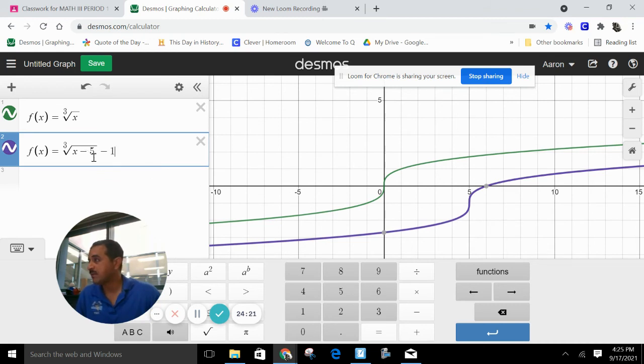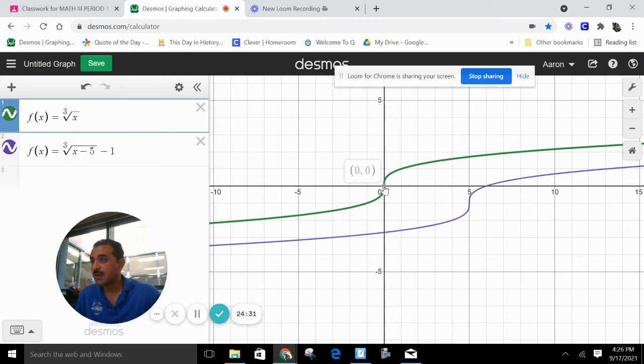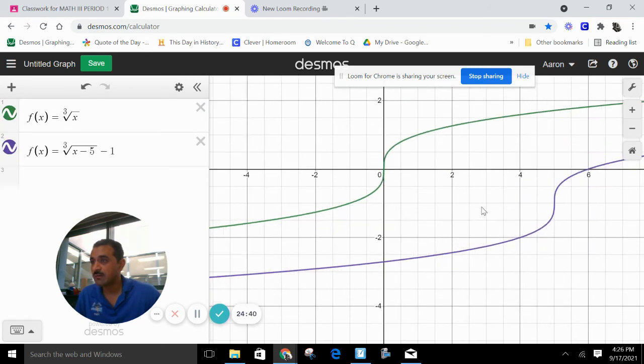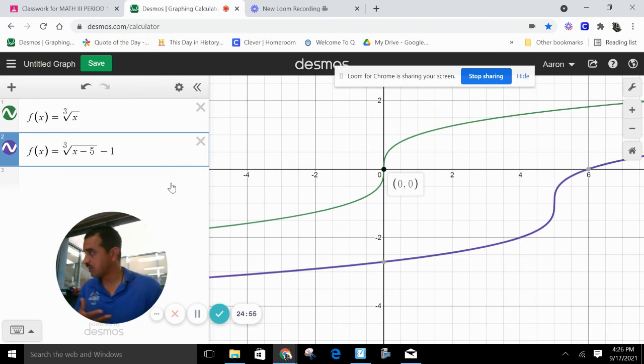So what ends up happening is the -5 shifted it to the right from green to purple, 5 units to the right. And this point ended up coming down 1 unit. That's what the -1 does. The -1, this went down 1. Notice, it went down right here. So this point became that point. Notice, right there. So we end up going 5 units to the right and then 1 unit down. That's the shift. That's the transformation.